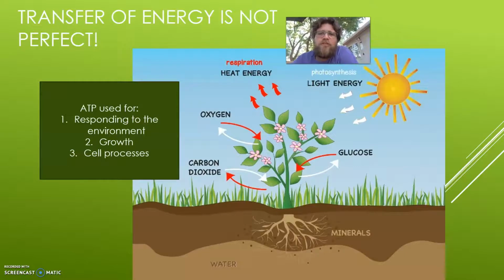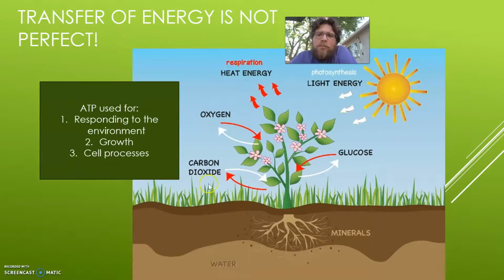And this transfer of energy, it's not perfect. So when a consumer eats a producer, when a consumer eats another consumer, when a detritivore and a decomposer do some recycling, the energy they pick up from that organism, it's not 100%. A lot of it's lost from cell respiration as heat energy.